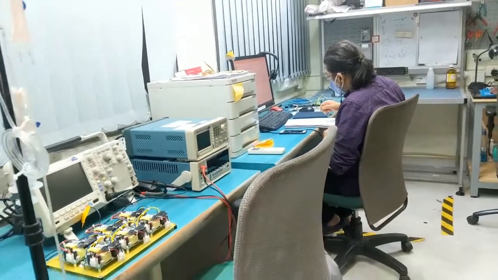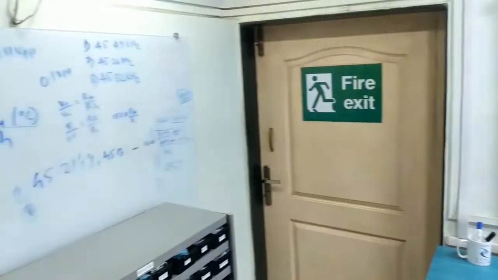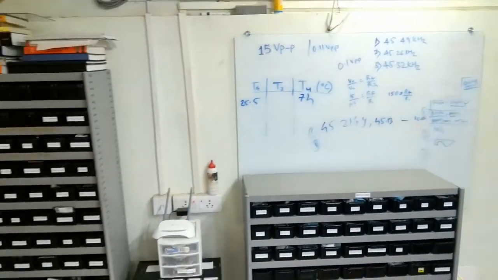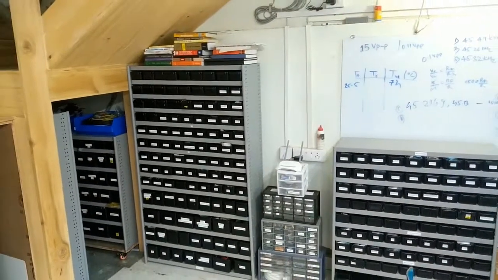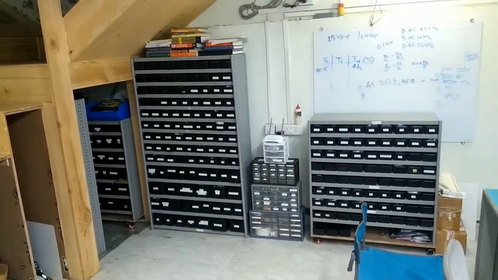For testing the circuits, a bench of test and measurement instruments is set up, including the oscilloscope. Most of the basic electronic components are readily available in these storage racks for rapid prototyping.